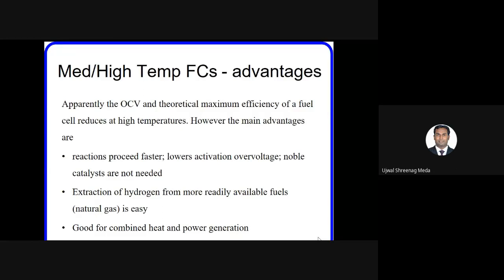Also, these medium and high temperature fuel cells are good for CHP. What is CHP? Combined heat and power. If you remember, we have discussed this earlier. Along with the electricity that is generated because of the operation of the fuel cell, there is some heat generated which is known as waste heat. That waste heat can be utilized to generate additional power. In such a case, it is known as a CHP system, or combined heat and power generation system.